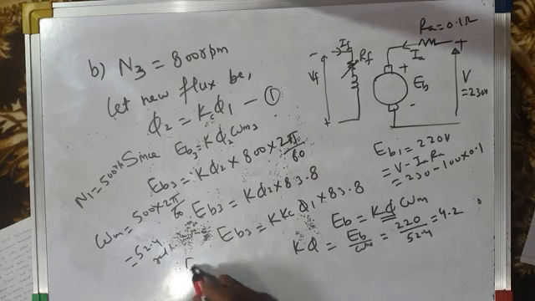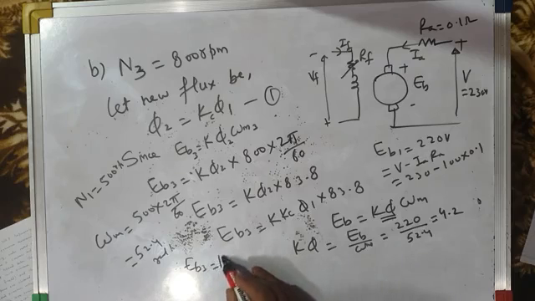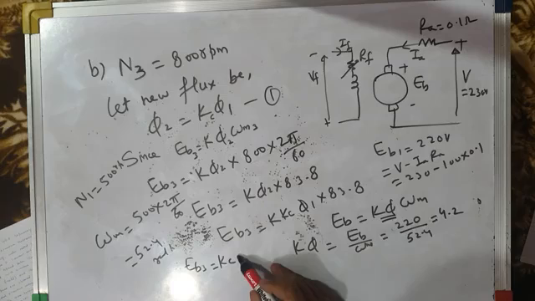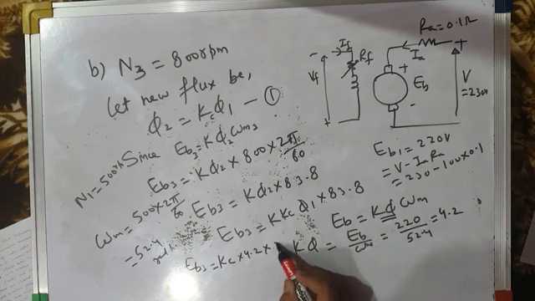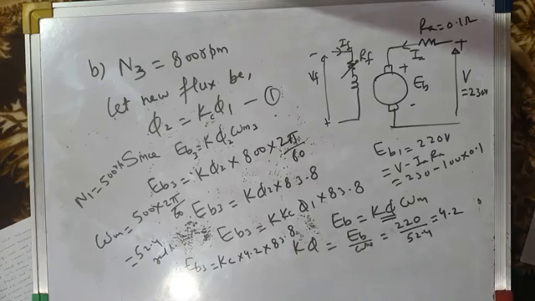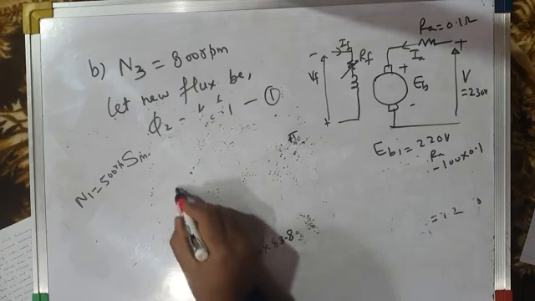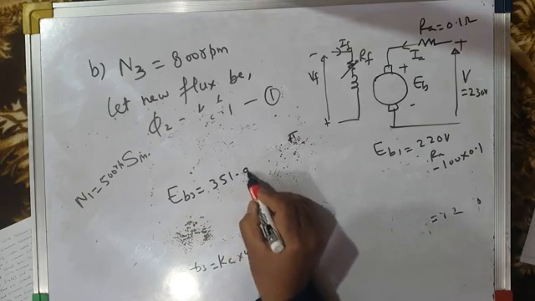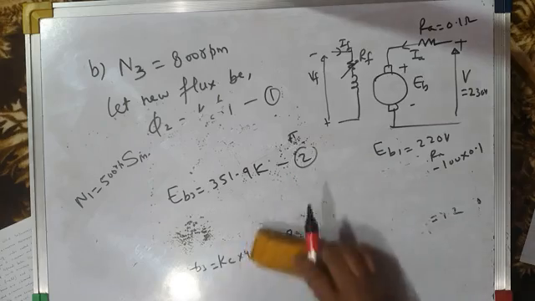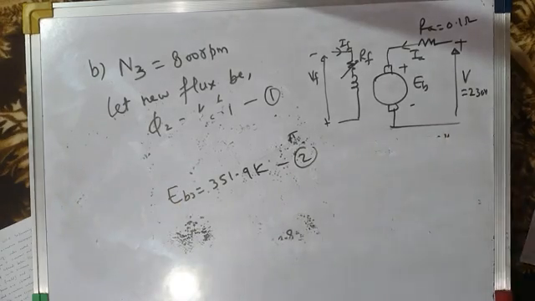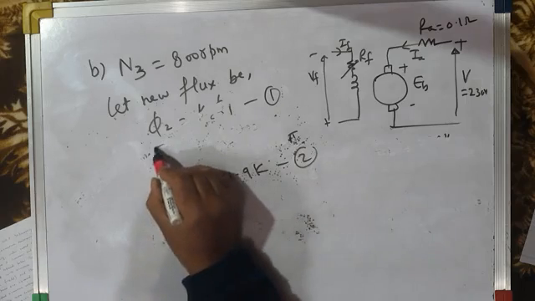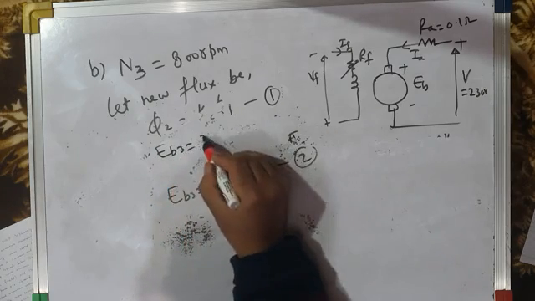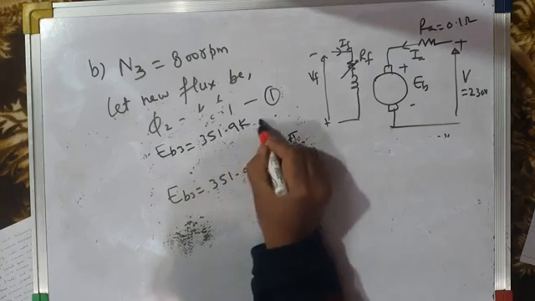So therefore EB3 will be equal to Kc into K into phi. What is K into phi? K into phi is 4.2 into 83.8. So let us simplify it. This is 83.8. So EB3 comes out to be 351.9 Kc. Let us call this equation 2, right? Now I can write this EB3 equal to 351.9 Kc here. This is equation 2.